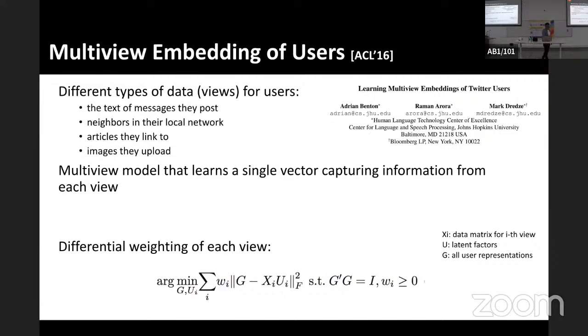So this multi-view model learns a single vector from each of the single views. This is where you start deciding which view I should pay more attention to. There is a differential weighing of each of these views, and a way of identifying which view to give more importance to. But the key point here is that the embeddings are learned from multiple views together at the same time.